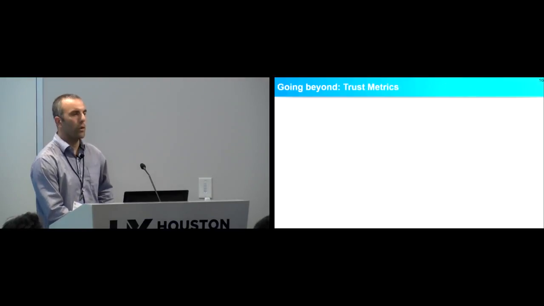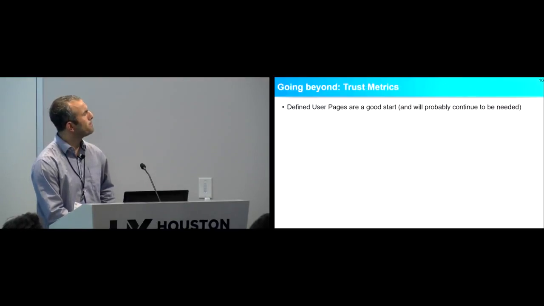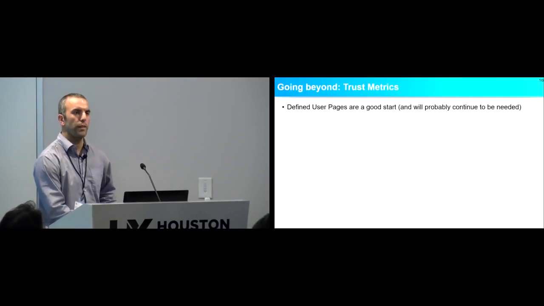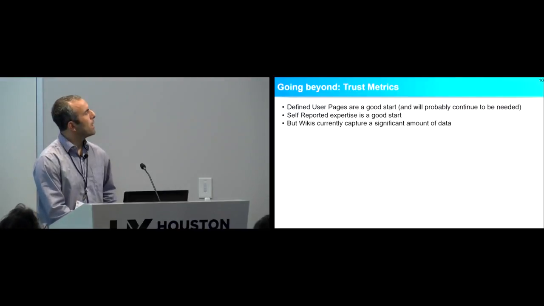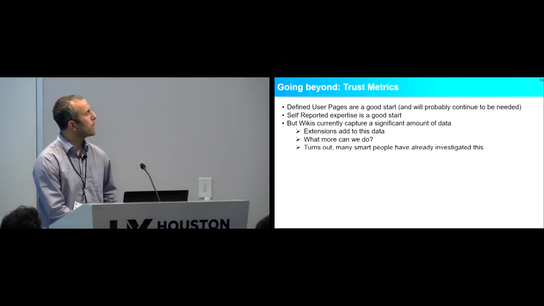So what about going beyond trust? I really think user pages are a crucial first step if you haven't done it already. And I don't think it's going to go away. And I think self-reported expertise is a decent way to start. But there's a lot of data that we're capturing right now, and extensions are adding to that. So what else can we do?